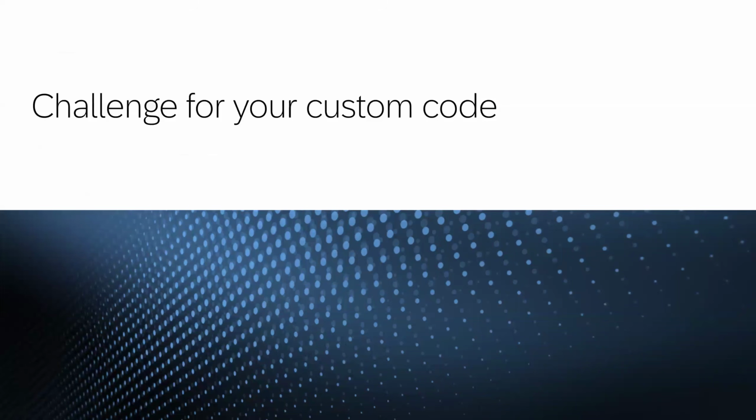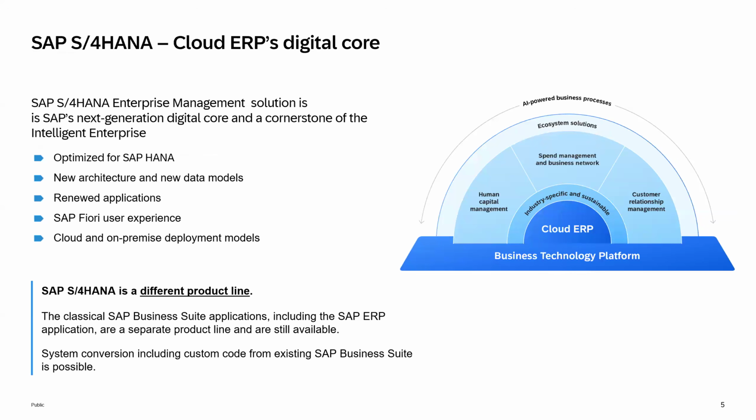So let's start with the challenge for your custom code. First, S/4HANA, as you already know, is the digital cornerstone of the cloud ERP itself. It comes along with the new application programming and new architecture and data models, is fully optimized for SAP HANA database, brings new theory-based user experience, and is available on cloud and on premise with these deployment models. The very important thing is that S/4HANA is a completely new product family, absolutely separated from the traditional SAP Business Suite.